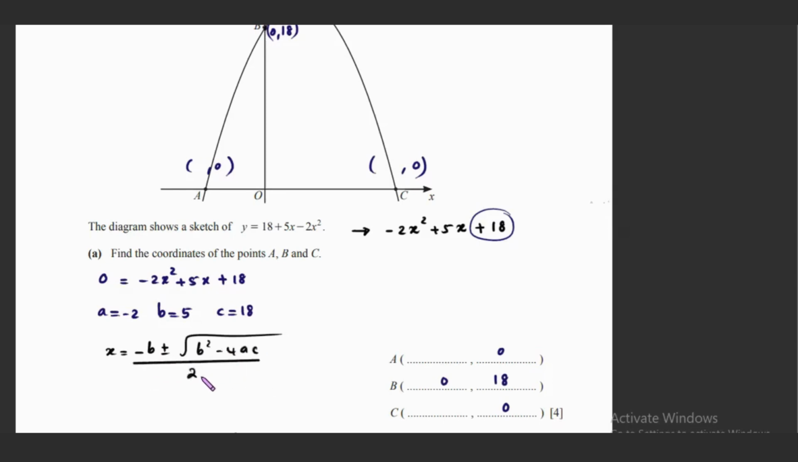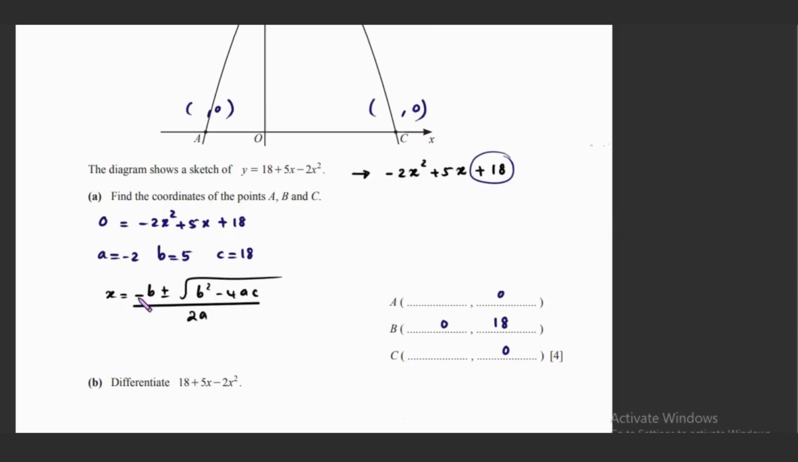This way I can find what x is. So then in this case, minus b, so that's minus 5 plus or minus. Within the square root, I have 5 squared minus 4 times a, which is negative 2, c is 18. And this entire thing is over 2a, which is 2 times the value of a, which is negative 2. I'm going to find the two values that I get.